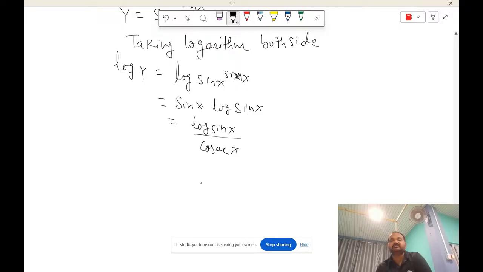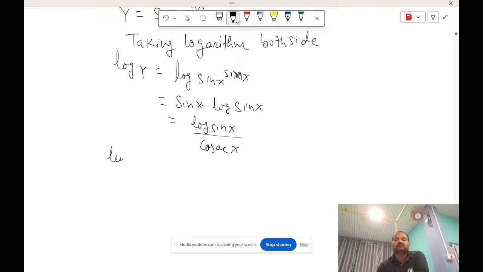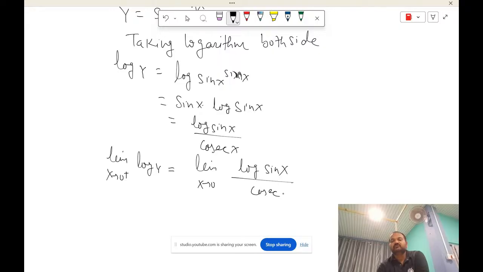So now we will find the value of the limit. We can put the limit on both sides. So the limit was given x tends to 0 plus, log y will be equal to limit x tends to 0 of log of sin x divided by cosec x. If we put the value 0, it will be in the form of log sin 0. Sin 0 will be 0, so log 0 will be minus infinity, and cosec 0 will be infinity. So this will be in the form of infinity by infinity. So we will apply L'Hospital rule.